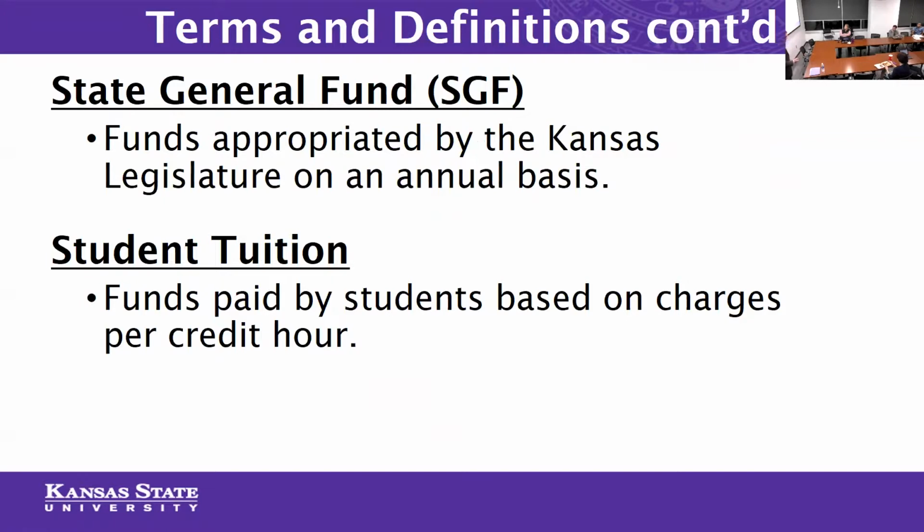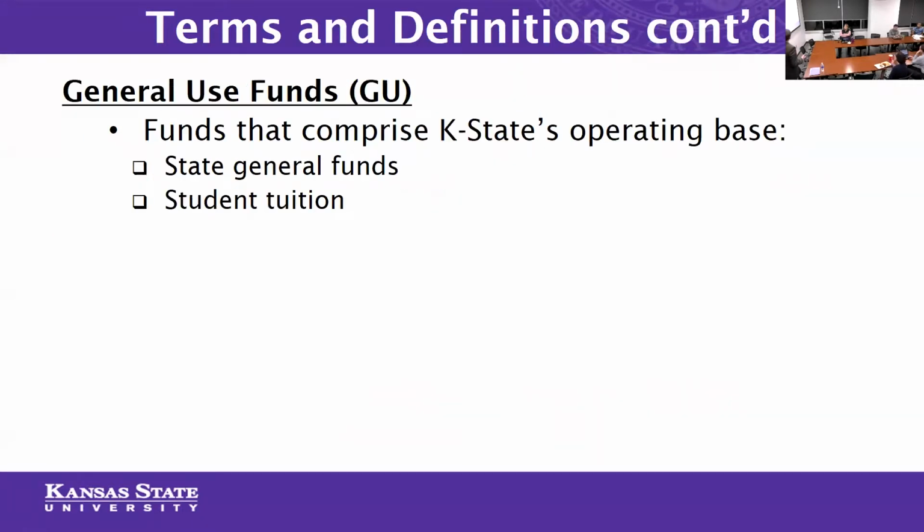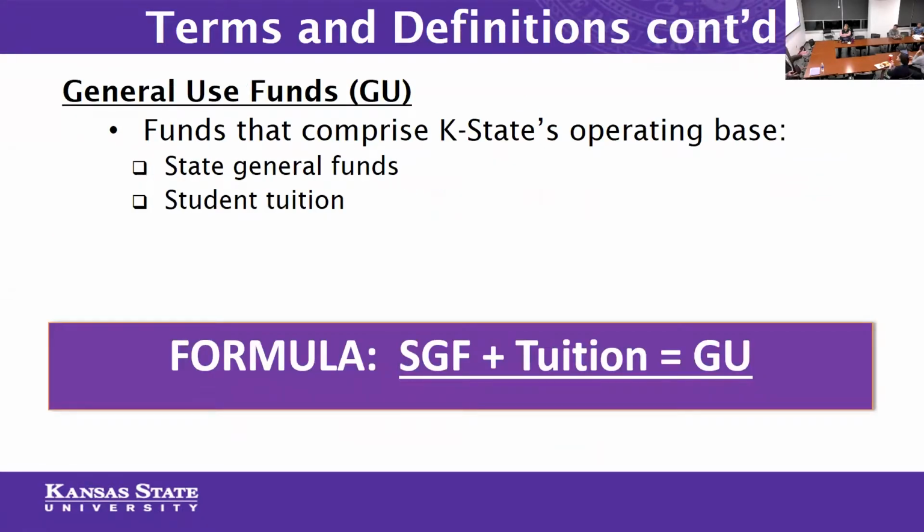Another term that you're going to hear quite a bit is State General Fund, or SGF. Those are the dollars given to us by the state of Kansas, appropriated annually by the legislature. And then, of course, there's student tuition, funds paid by the students based on your charges on a per credit hour basis.